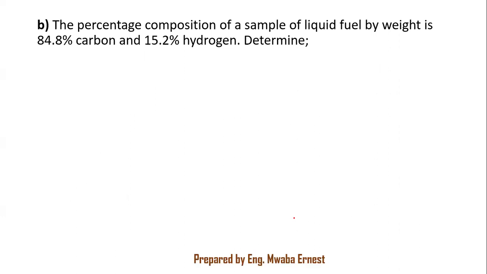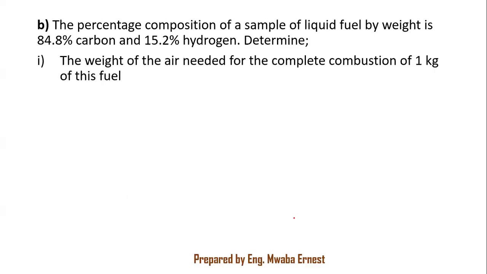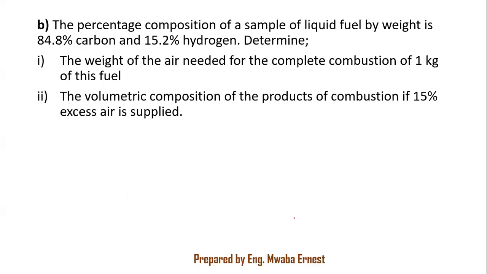Now here we are. B, the percentage composition of a sample of liquid fuel by weight is 84.8% carbon and 15.2% hydrogen. Calculate or determine the weight of air needed for burning 1 kg of this fuel and the volumetric composition of the products of combustion if 15% excess air is supplied. Let's pick up the information provided.